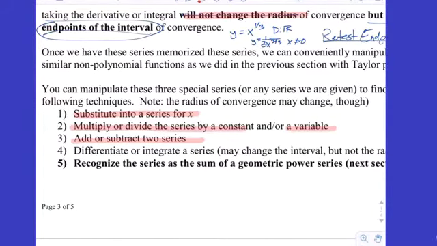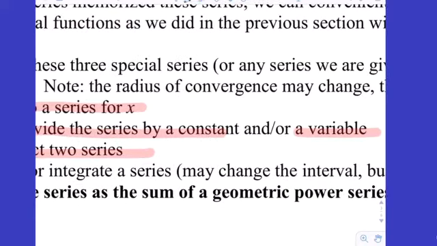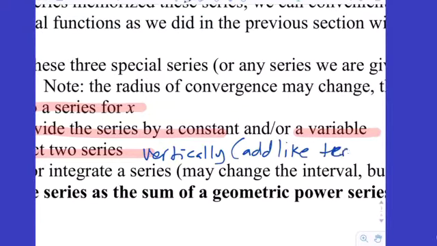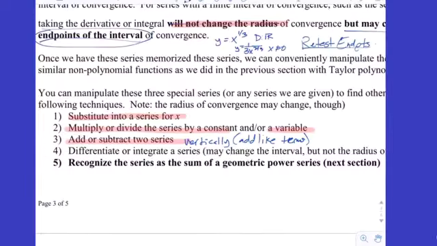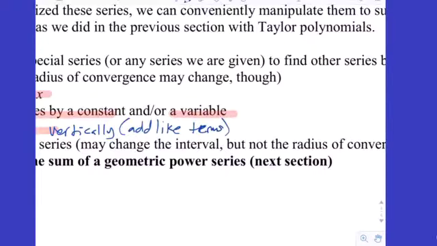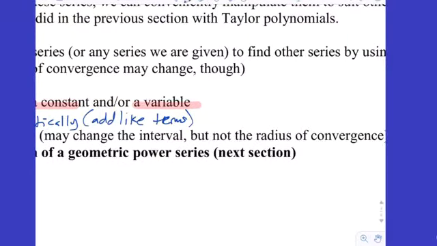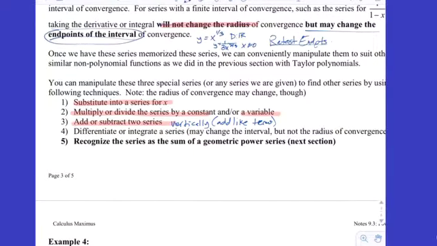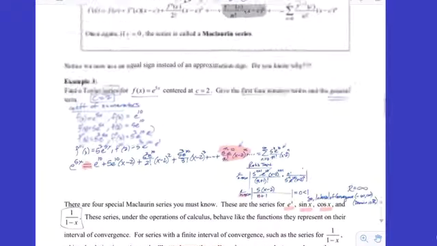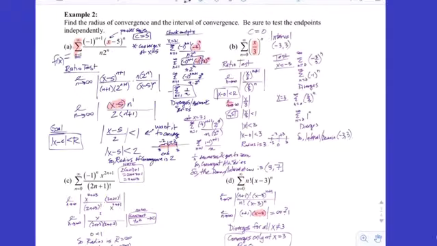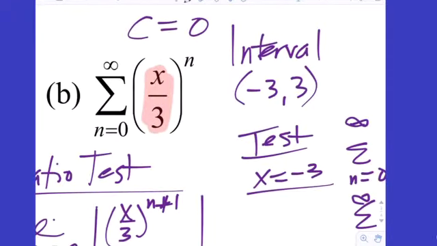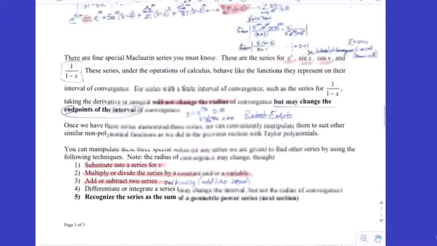The way that you would add or subtract two series is not side by side, but if you add them vertically, you can add like terms. Some of the terms may combine or some of them may cancel out. We'll see that in a little bit. We can, of course, differentiate or integrate a series, and as I just mentioned, we'll have to retest the endpoints. And number 5, we can recognize the series as a geometric power series, like we did earlier, where we could have recognized it as geometric from the beginning.